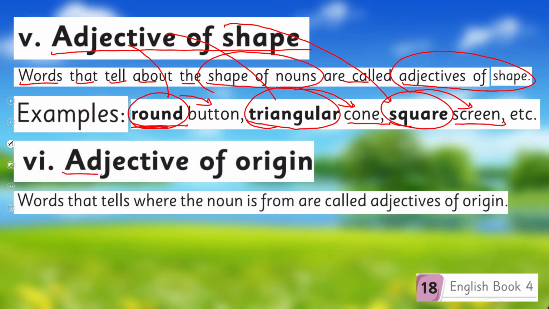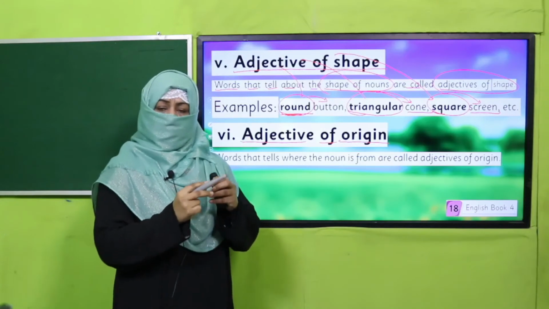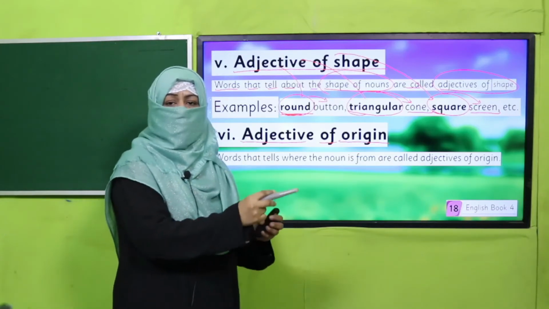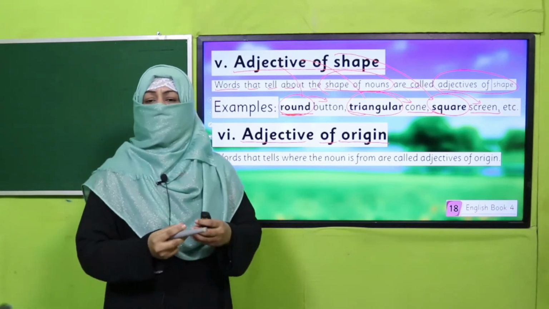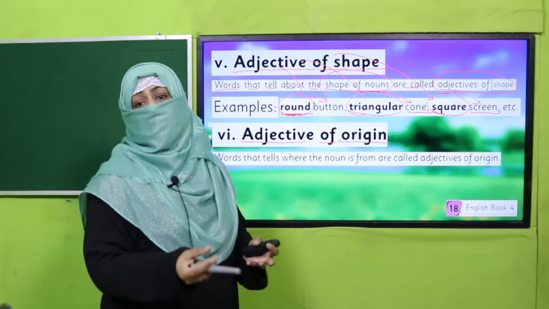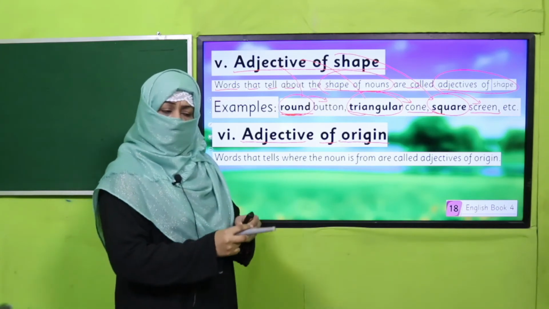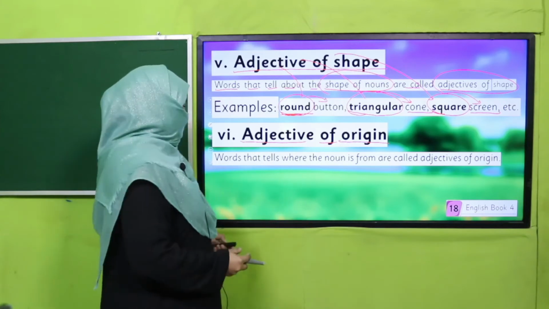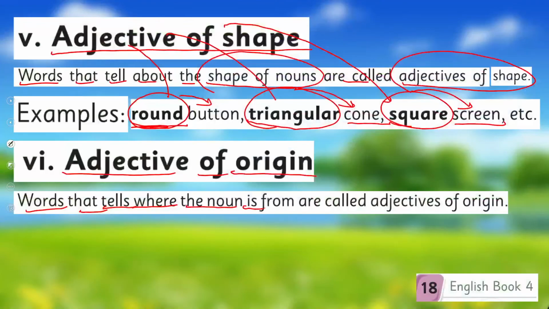And next is adjective of origin. What does origin mean? Anything which belongs to some specific place where it comes from. And for a person, where a person is born, that place is known as the origin of that person. Usually it refers to countries, cities, and places. So words that tell where the noun is from are called adjectives of origin.